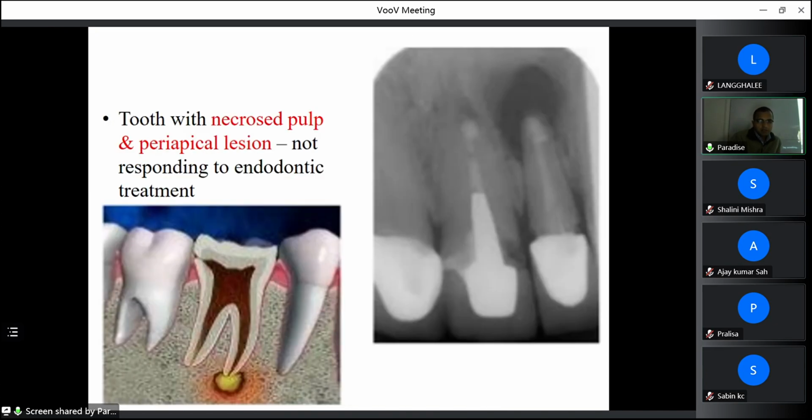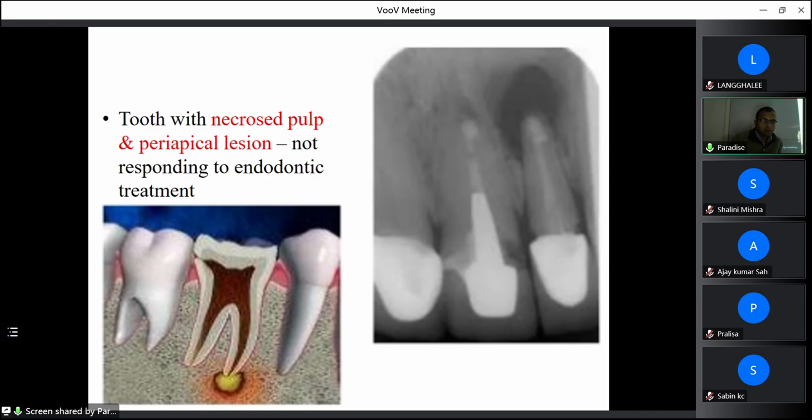Another reason for extraction can be a tooth with necrosed pulp or periapical lesion which is not responding to endodontic treatment. If there is pulp necrosis or periapical infection, the first line of treatment is endodontic treatment. Or I prefer apicectomy and single visit endodontics. In the same visit, you can do apicectomy and root canal treatment, so that you don't have to wait for 6 months or 1 year and take the radiograph.